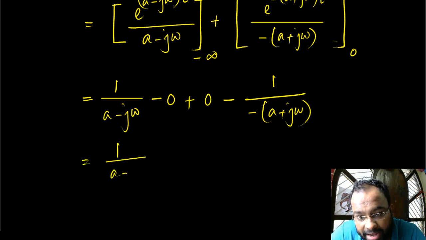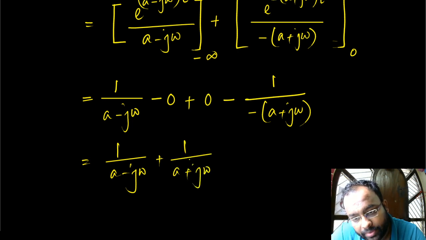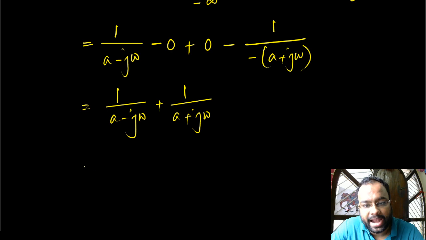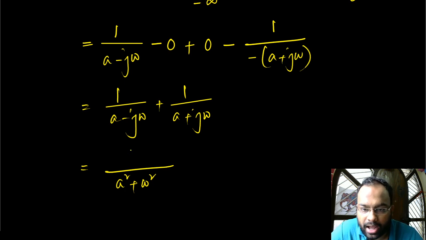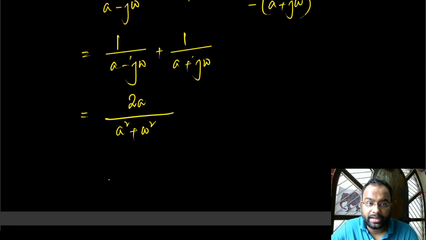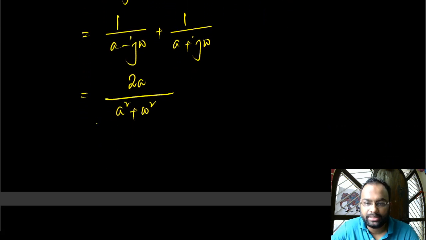So I have 1 by a minus j omega plus 1 by a plus j omega. And subsequently, if I just add these two up, of course, in the denominator, I get a minus j omega into a plus j omega, which is a square minus j omega whole square. Again, j square is equal to -1. So we essentially have a square plus omega square. And on the numerator, if I just add these two, I have 2a. And surprisingly for us, this gives me a very similar expression.